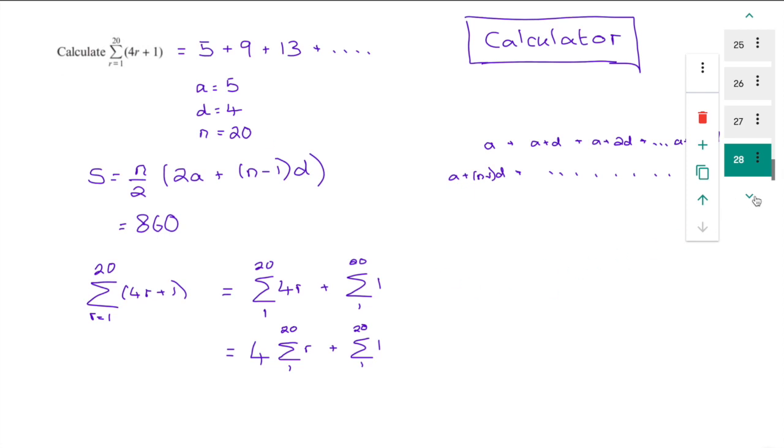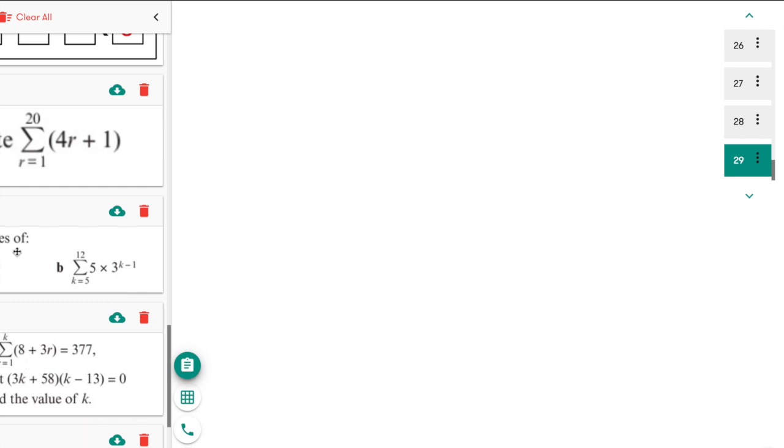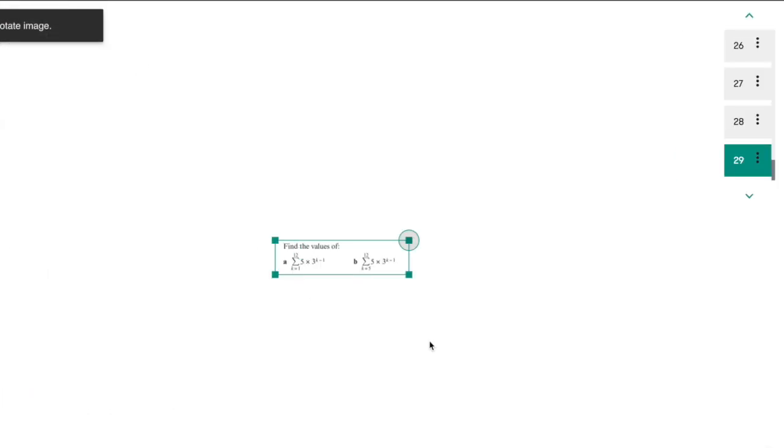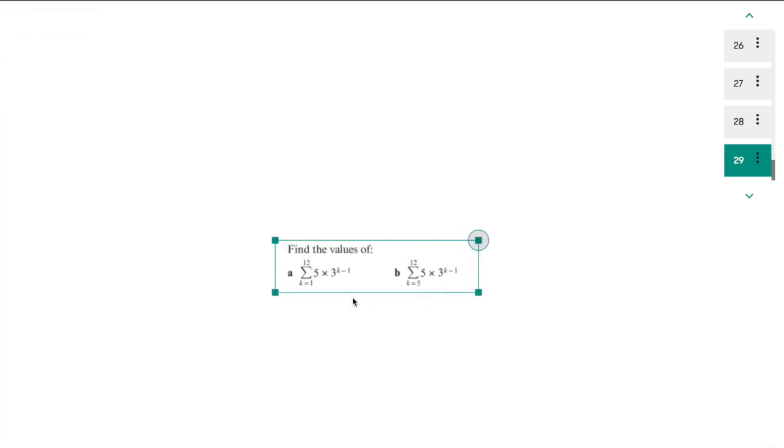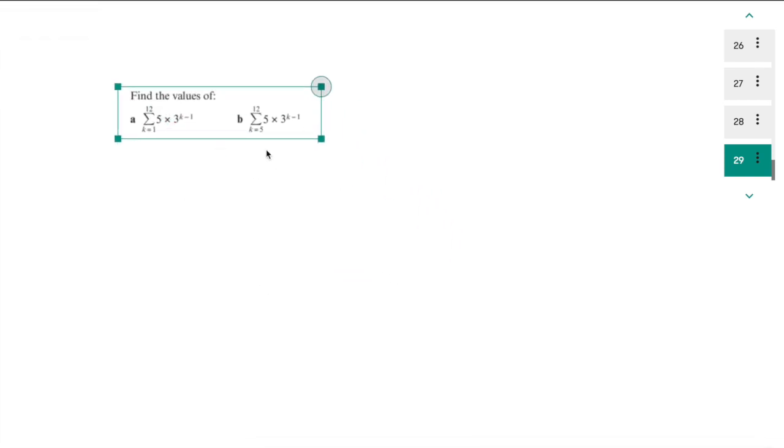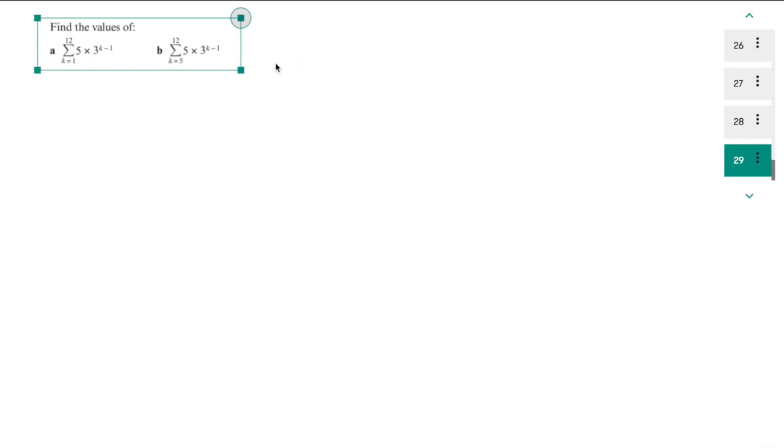So let's have a little look at a geometric sequence. What have we got here? Okay, so I haven't yet worked out how to get this to come onto the board in the exact size I want, but never mind. Okay, so here, find the values of the sum from k equals 1 to 12 of 5 times 3 to the k minus 1. Okay, so let's look at this one first of all.